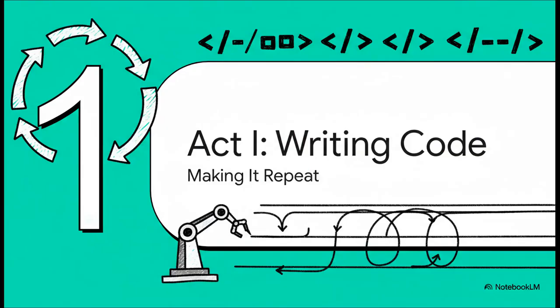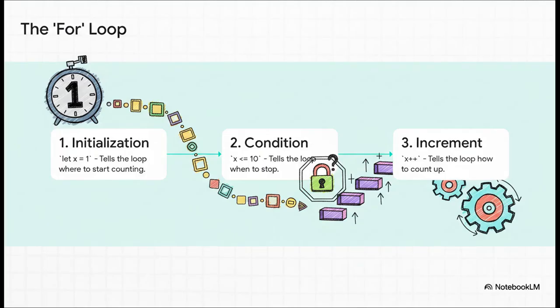Act 1, writing the core logic. And our first challenge, automation. We hate repeating ourselves, and luckily, so do computers. The key tool to make them do all that heavy lifting for us is the for loop. You can think of a for loop as this tiny, super efficient robot. You just have to give it 3 simple commands.